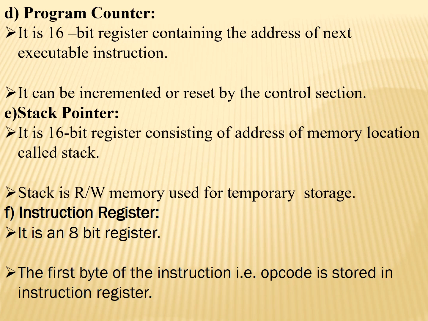Next is the stack pointer. It is a 16-bit register consisting of the address of a memory location called the stack. Stack is a read-write memory used for temporary storage. It is an example to remember: it is a bookmark register. We have discussed the function of the stack pointer in detail in our interrupt concept. What will happen to the microprocessor when it is interrupted? That concept we have elaborated in detail, about the function of the stack pointer.